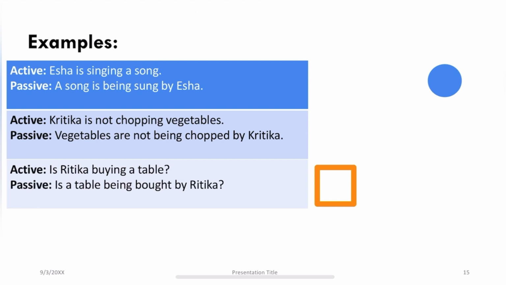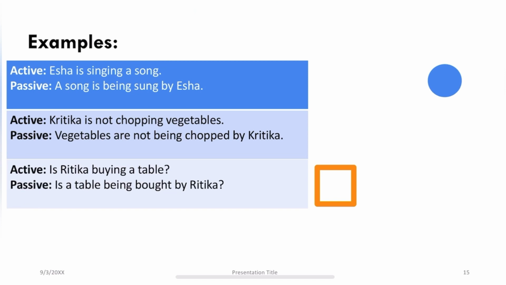Let's take a look at its examples. The first example that is given in the active voice is Isha is singing a song. इसका passive voice क्या होगा? A song is being sung by Isha.